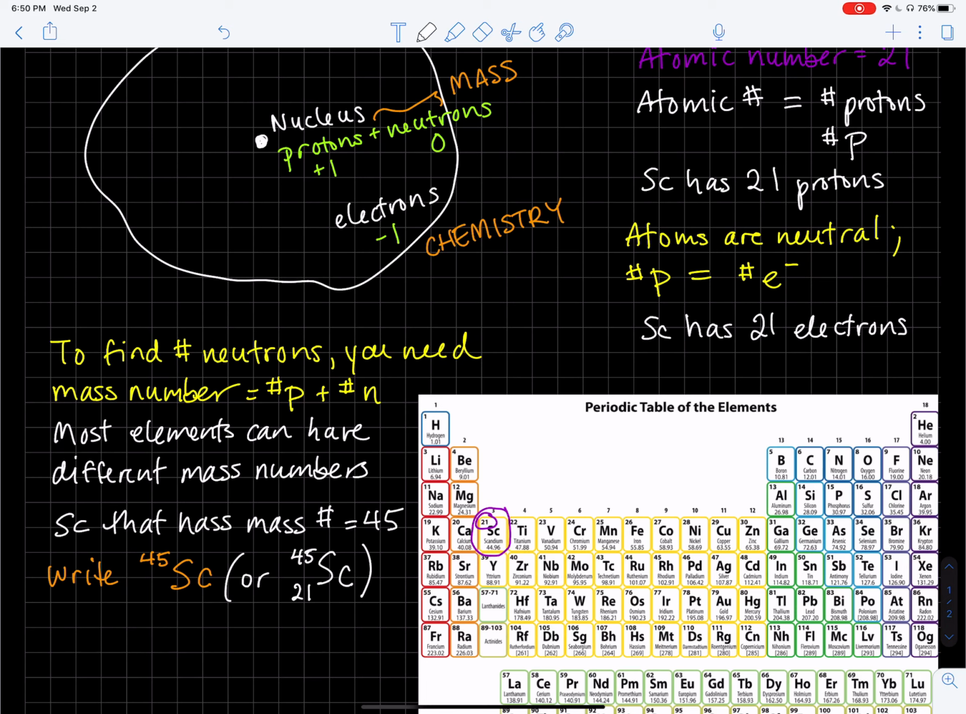Once I've written Sc, then actually if I look at a periodic table, I know that the atomic number has to be 21. All right, so in scandium that has a mass number of 45, 45 has to be equal to the number of protons plus the number of neutrons, which in this case, we know it has 21 protons plus some number of neutrons. And so if you subtract, you get that in this case, it has 24 neutrons. So that's how you figure out the number of neutrons. But you have to be given this mass number to know how many neutrons something has.